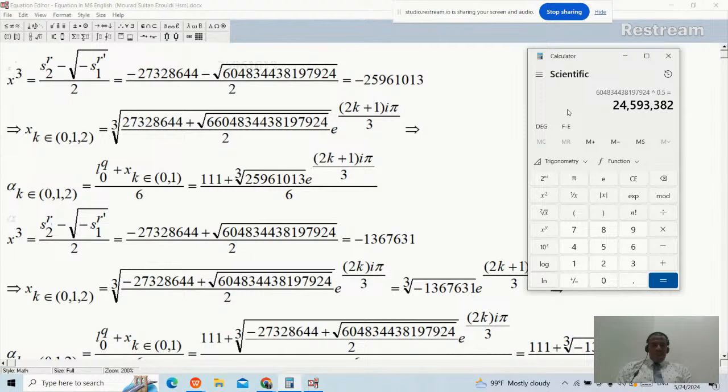This one I will multiply by minus 1, then minus 27,328,644, then minus 27,328,644 equal, then I should divide them by 2. Equal, then divided by 2. Divided by 2. Equal what?